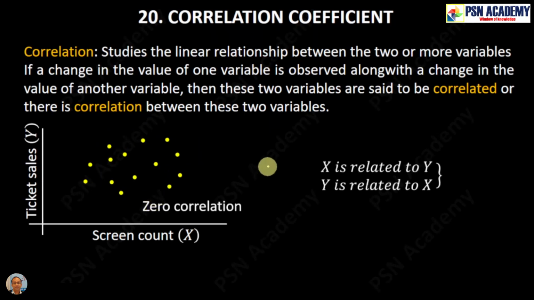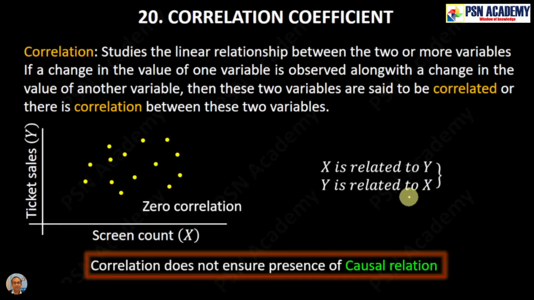Now, during correlation, you can say that x is related to y or y is related to x. The relation actually works both ways, okay? And one most important thing to be noted, correlation does not ensure presence of causal relation. Causal relation means a change in x is responsible for the change in y or vice versa. So this is not reflected in correlation. Correlation is just an observation whether there is a change in x corresponding to a change in y.